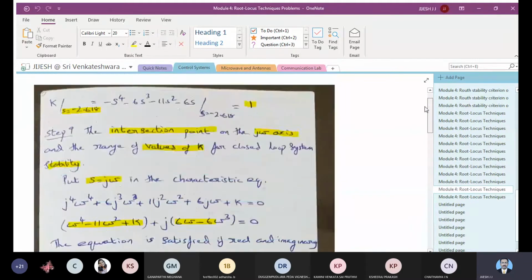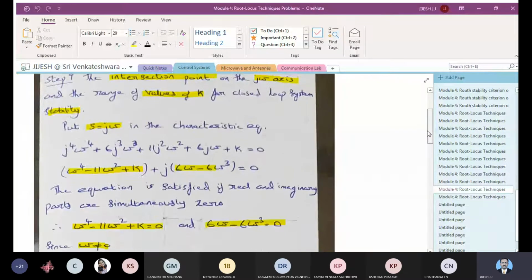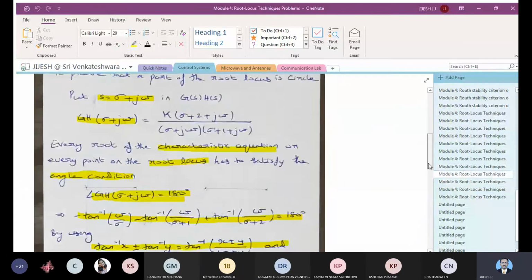So in the previous class, we have completed this problem. All of you have completed that step 9. So I'll just brief you from the beginning. I think you might have done this.